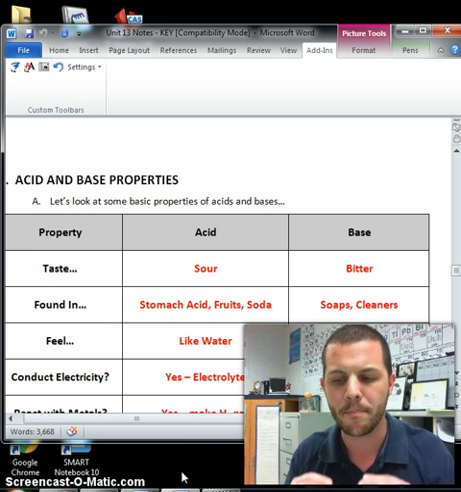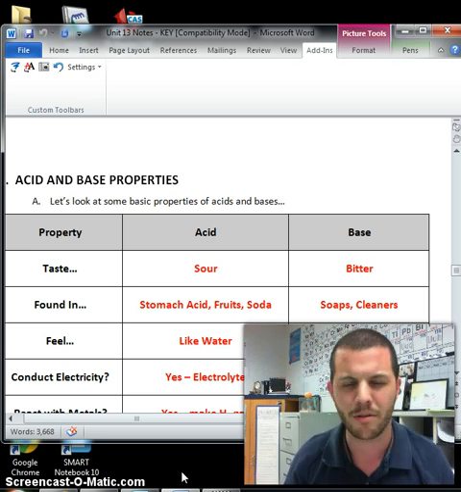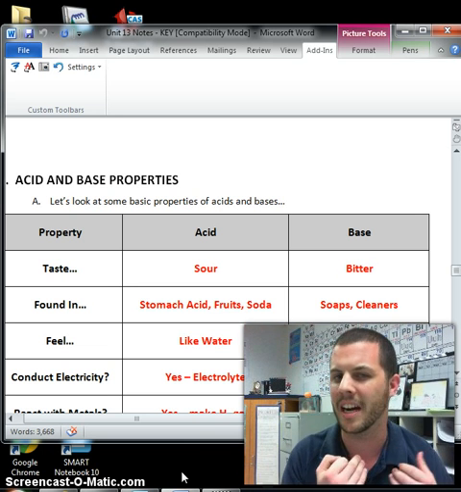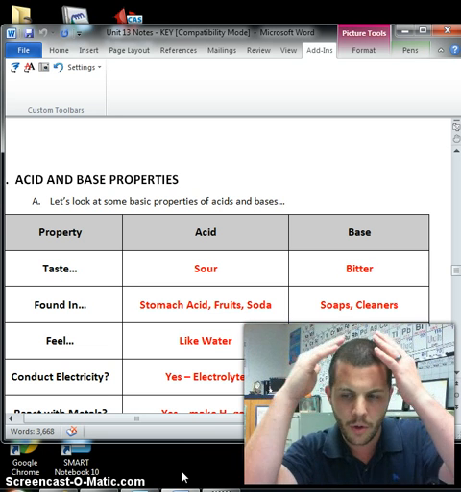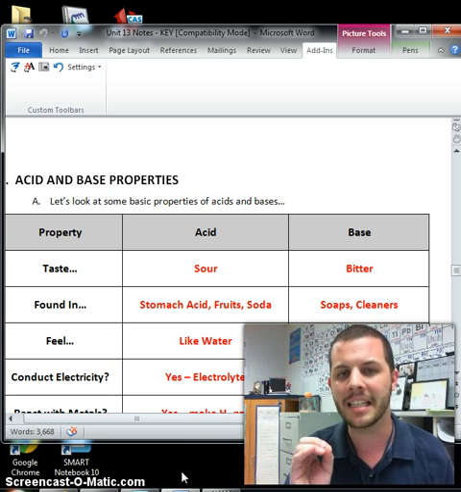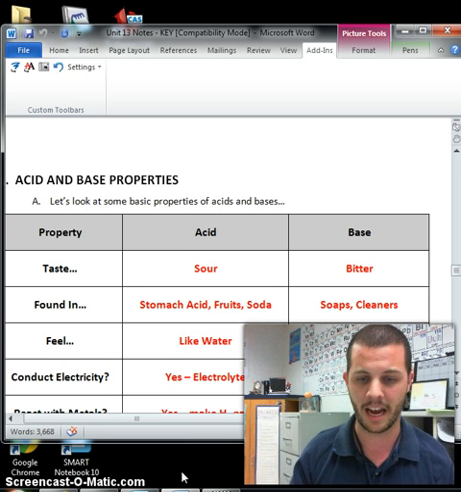And bases have that bitter taste, and that bitter taste is that taste you taste at the back of your mouth, kind of on the sides of your tongue when you get shampoo that runs down in your mouth, that is a bitter taste. Okay.